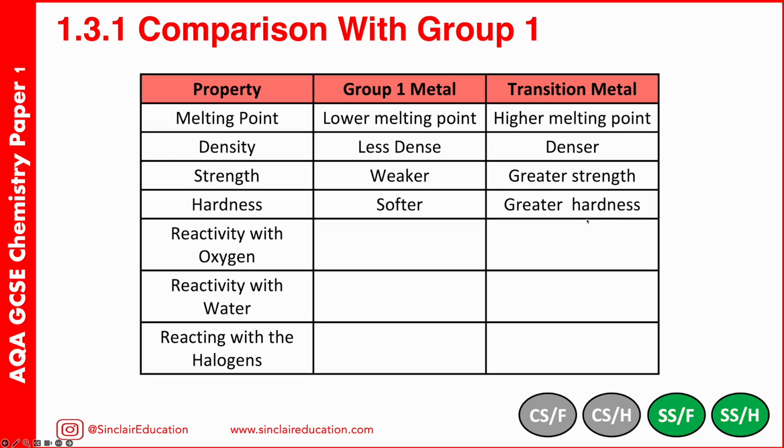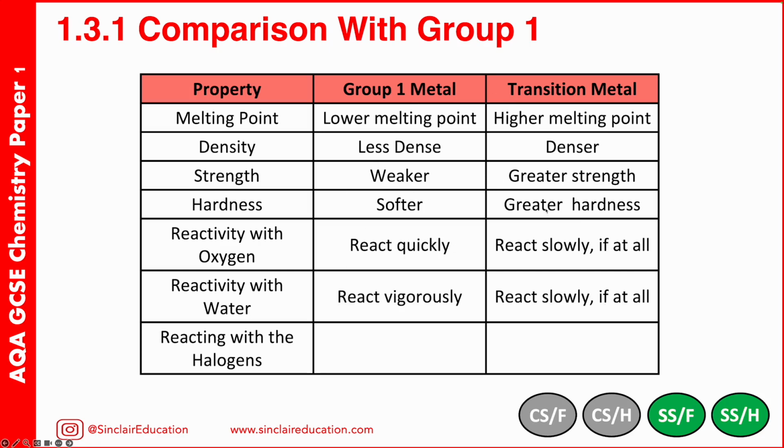With the reactivity with oxygen, what we'll find is that group 1 is far more reactive than transition metals. Group 1 will also react much faster with water, and they'll react much faster with the halogens. So the chemical reactions of group 1 are much more vigorous. Transition metals are unlikely to react with oxygen or water, and certainly only slowly, but they will both react. But for the most part, group 1 will do so much faster than the transition metals.